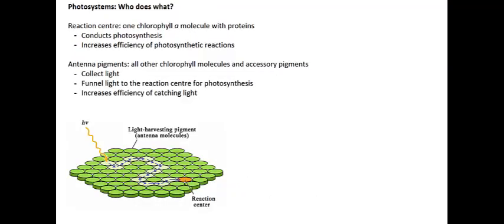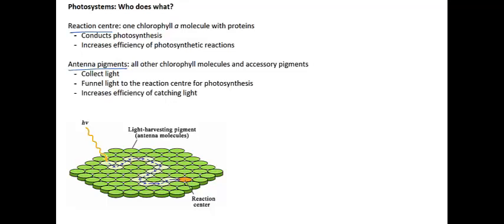Each photosystem can be broken down into components that have different roles. The reaction center is where one chlorophyll A molecule, which is a primary pigment, works with the associated proteins to actually do the photosynthetic reaction. All the other pigments in the photosystem are called antenna pigments.